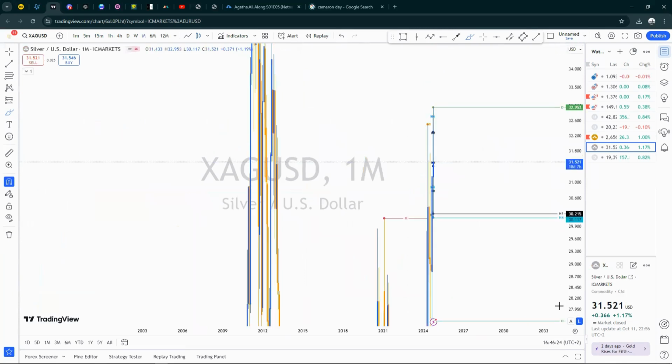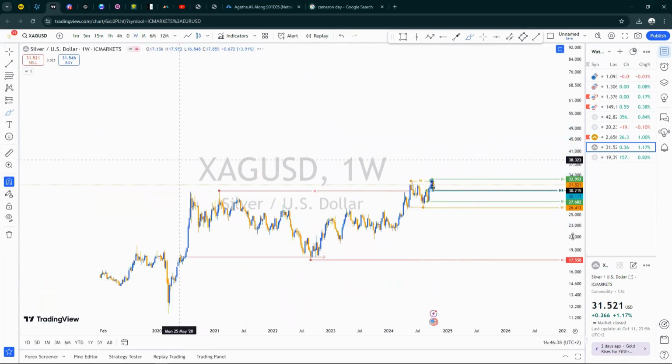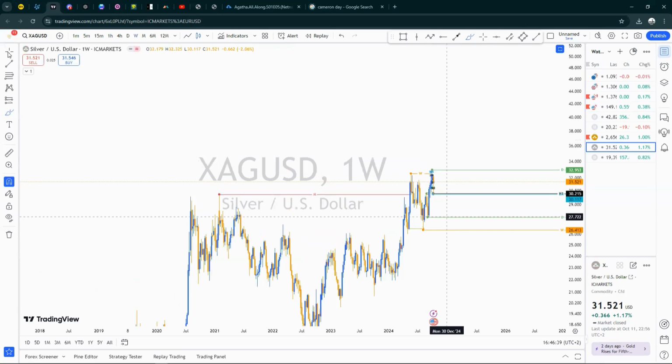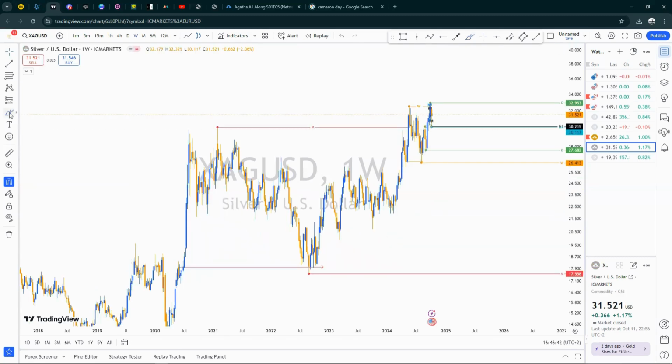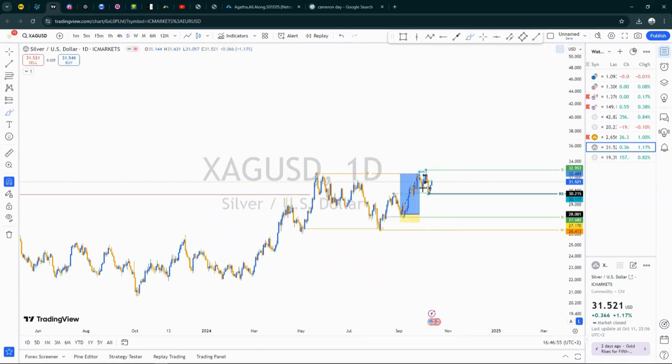Monthly on silver, we have a low here. We're waiting for a retracement. Sorry guys, we're waiting for a retracement, then we buy. Weekly, we are on an upward trend. Up, down, up, retracement, up. That's how we roll.